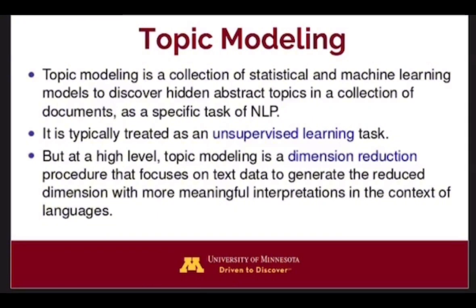The only thing we need to do is have a numerical representation of text data. The moment we have a numerical representation of text data, we can actually use topic models. So topic modeling is a collection of statistical and machine learning models to discover what? You want to discover hidden abstract topics in a collection of documents.